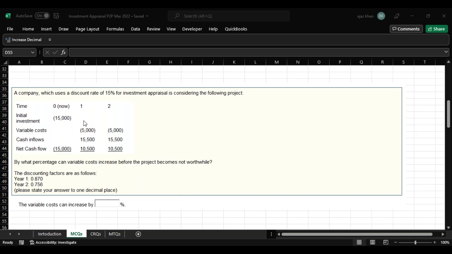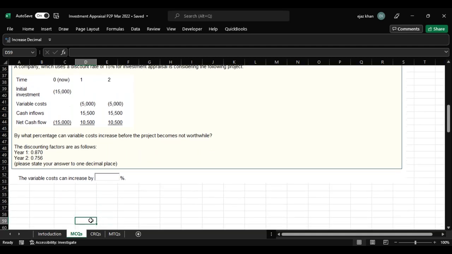Now, this is a question of sensitivity analysis. Look at the requirement: by what percentage can variable costs increase before the project becomes not worthwhile? That is the maximum increase in percentage terms we can afford in variable costs. In other words, it's asking for the project's sensitivity towards variable cost. Now, we have to do some calculations.